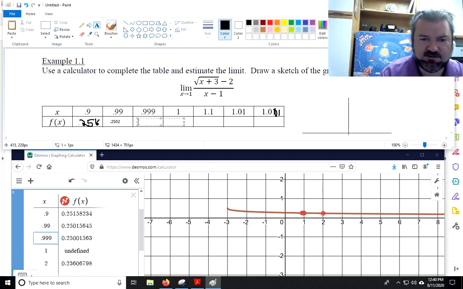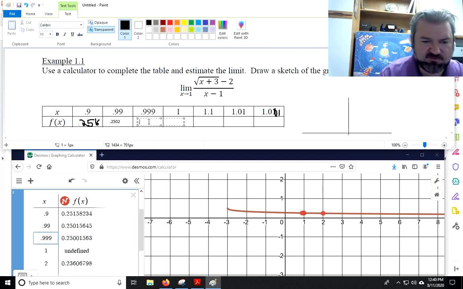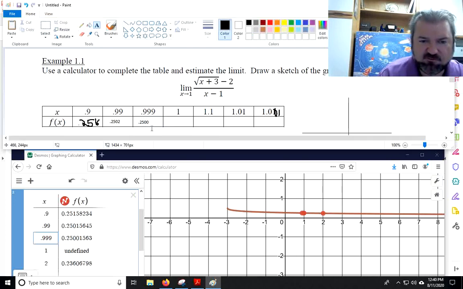All right, and then the next one, 0.25001, if I take it out to even 5. If I leave it at just 4, it's just 0.2500. So from these numbers approaching 1 from the 0.9s, as we keep adding more 9s, it appears that this number is getting closer and closer and closer to 0.25.